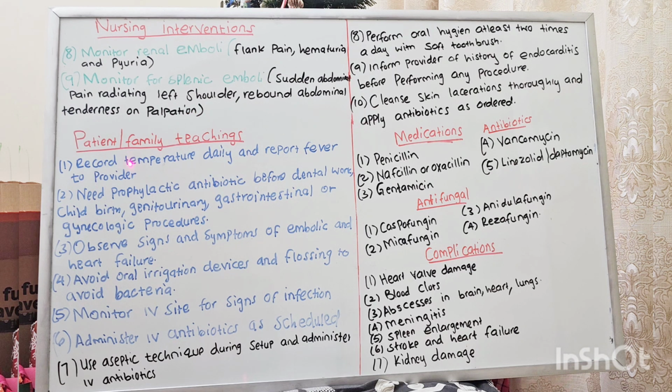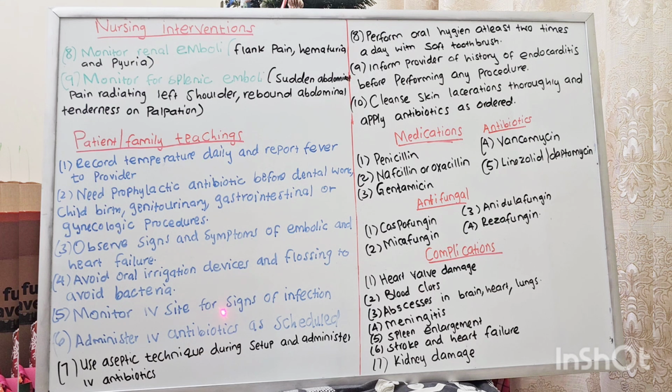Now let's talk about patient or family teachings. Record temperature daily and report fever to the provider. Need prophylactic antibiotics before dental work, childbirth, genitourinary, gastrointestinal, or gynecology procedures. Observe signs and symptoms of embolic events and heart failure. Avoid oral irrigation devices and flossing to avoid bacteria.